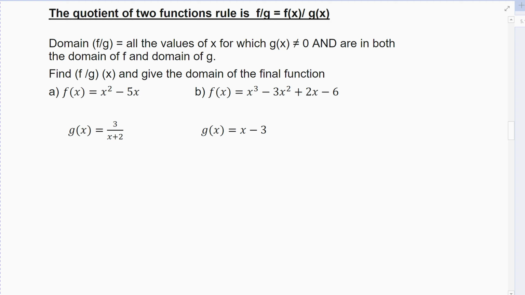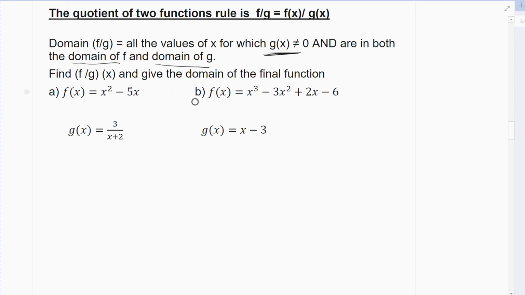The domain is everything that's in the domain of the original function f and the original function g, and the divisor cannot be 0. So there's actually 3 domains I have to check: f, g, and then my final answer, where I can't have division by 0. Which is actually the catch in the second case of part A.